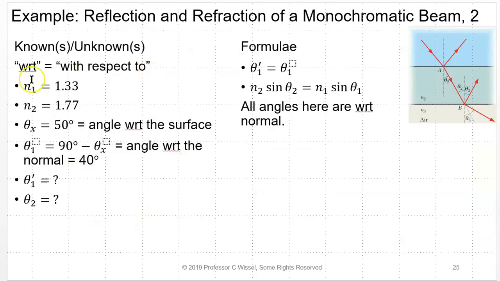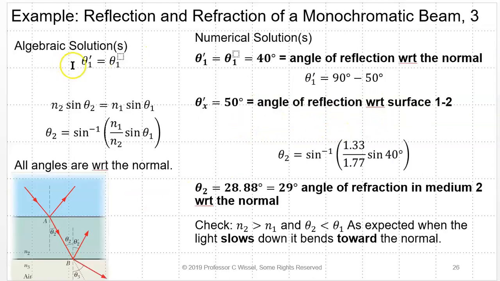Okay, then you want to write down everything else. Write down N1 is 1.33, N2 is 1.77. The angle is with respect to the surface, so we're going to have to change it to be with respect to the normal. It'll be 40 degrees. Theta 1, theta 1 prime, theta 2 prime, and theta 2 is what we're looking for. The easiest one is angle of incidence equals angle of reflection, and you probably immediately know 40 degrees. But we also need this part: N2 sine theta 2 equals N1 sine theta 1. And of course, again, we remind ourselves the angles are with respect to the normal. Okay, the first thing is the angle of reflection. And we figured this out, it's 40 degrees.